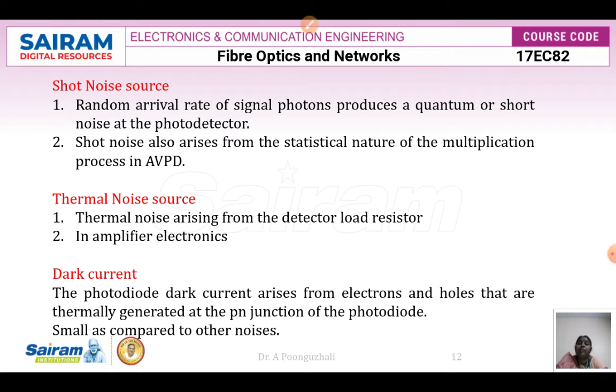Thermal noise arises when the temperature increases, from the detector load resistor and in your amplifier electronics, because the components may get heated up. Dark current is when the photodiode dark current arises from the electrons and holes that are thermally generated at the PN junction of the diode. That is, when no light is incident, the thermally generated electrons and holes present at the PN junction of the photodiode produce a current. This dark current is comparatively very small compared to the other noise currents.